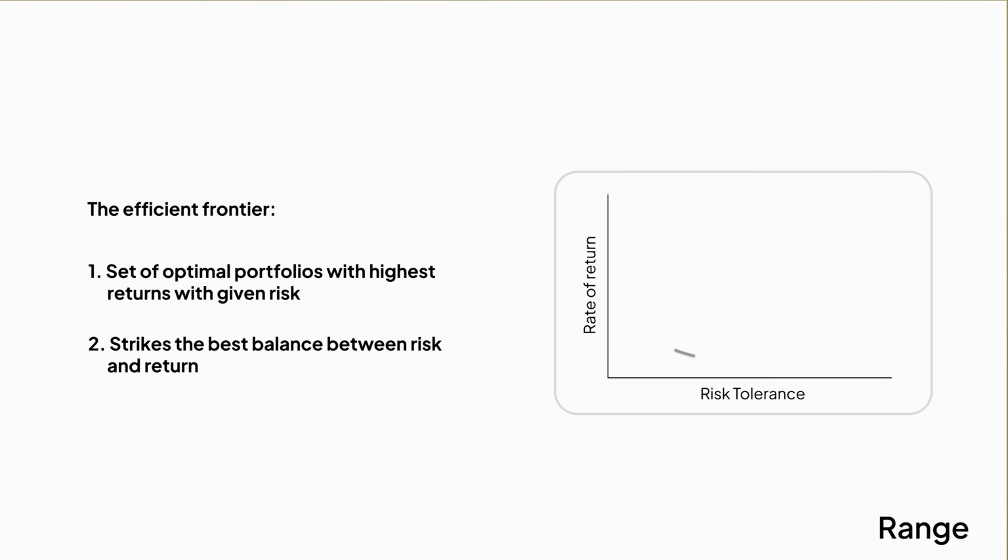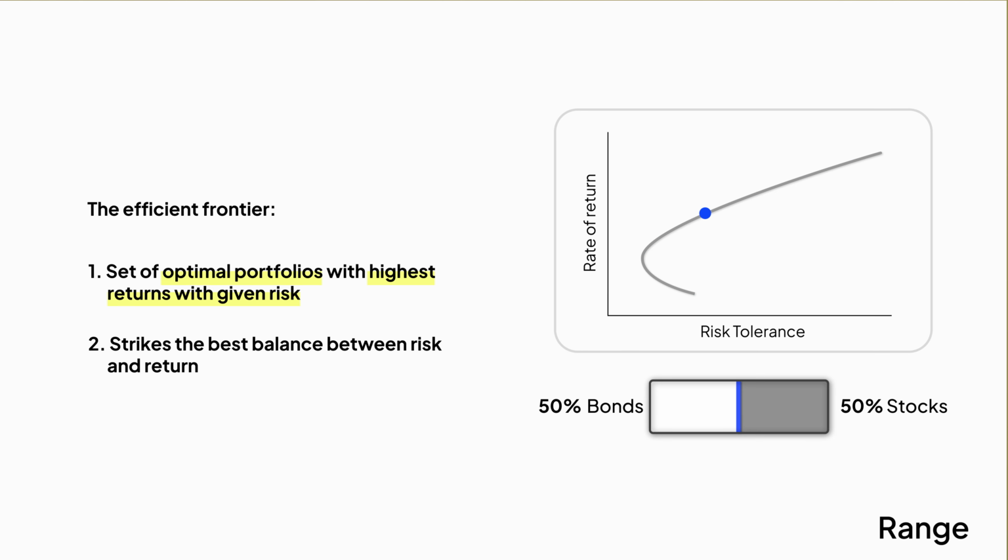The efficient frontier is a curve that represents the set of optimal portfolios offering the highest possible return for a given level of risk. Portfolios on this curve are considered efficient, meaning they strike the best balance between risk and return. The modern portfolio theory aims to position your portfolio on this efficient frontier, so you're not taking on any unnecessary risk for the return that you're targeting.